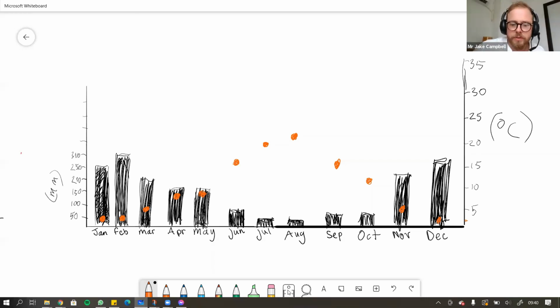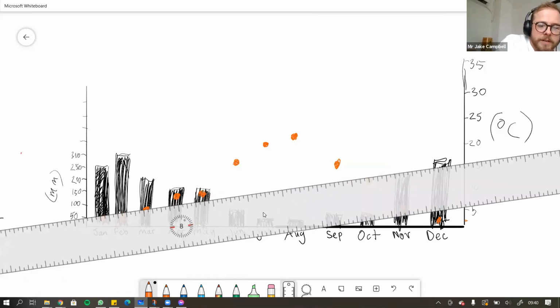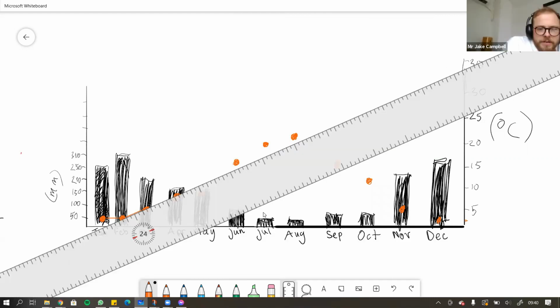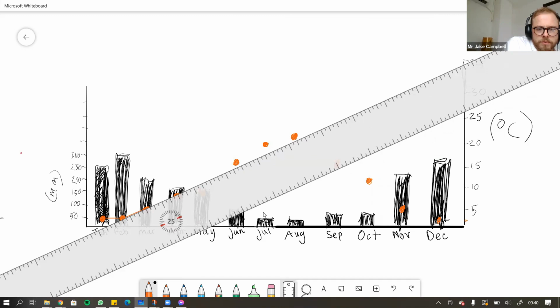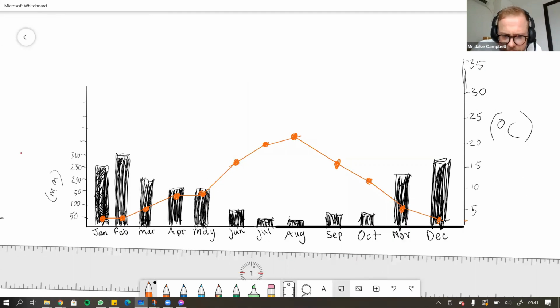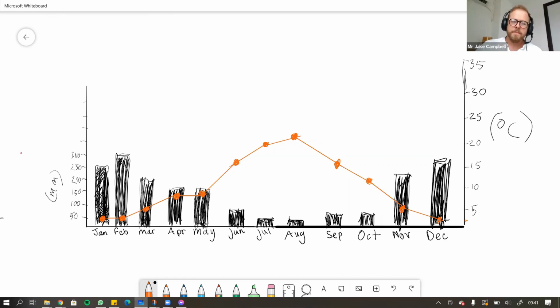What do we do with all these dots? We are going to connect all these dots together with lines. Try and use straight lines. If you've got a ruler, use a ruler. And there we go. There we have a table that indicates the pattern between rainfall and temperature.